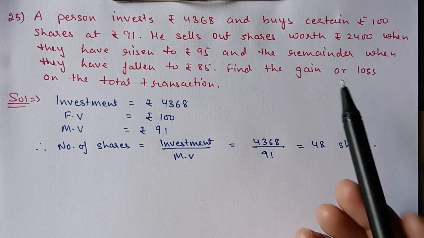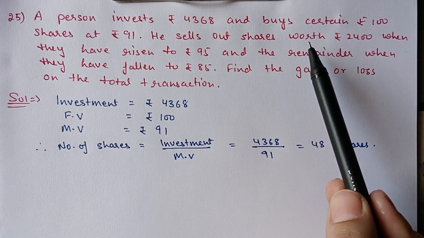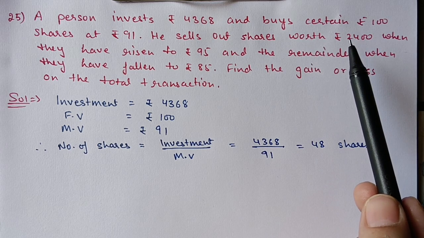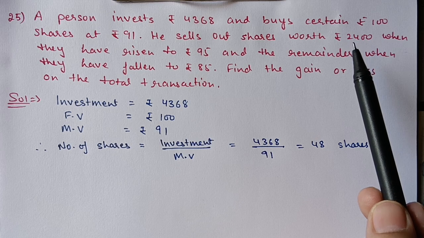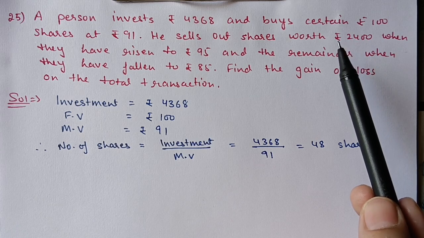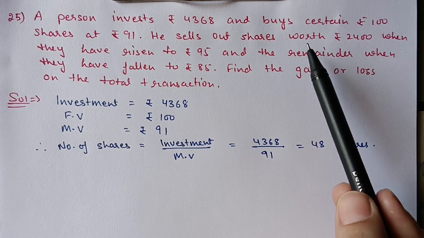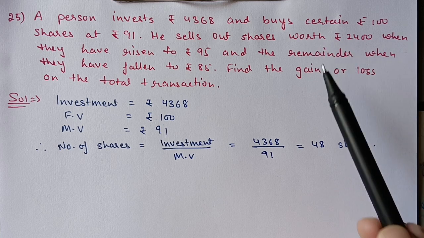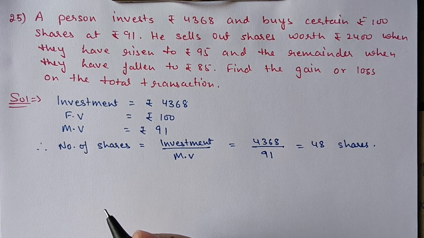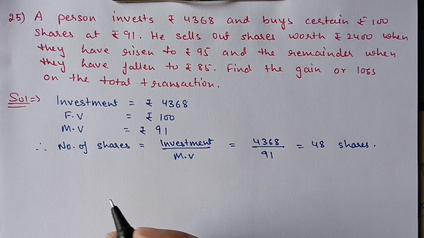2,400 rupees. So when we are calculating worth, we are calculating according to the face value, not according to the market value. Investment is according to the market value. Selling price is according to the market value, but worth is according to the face value. So now we'll calculate how many shares he has sold out.